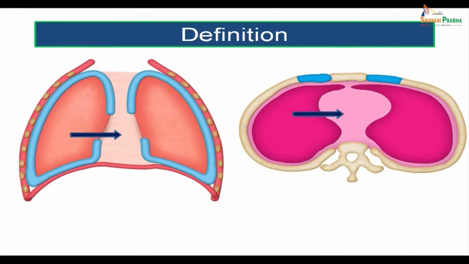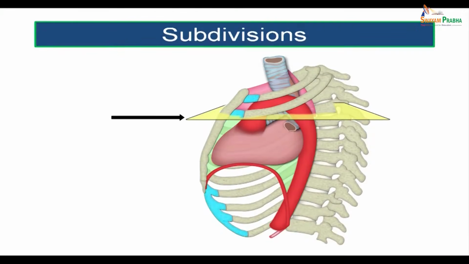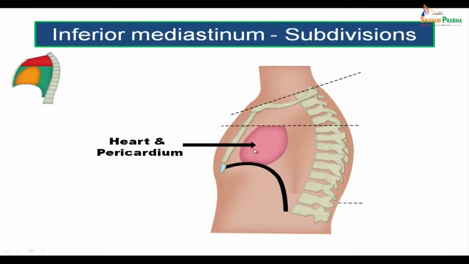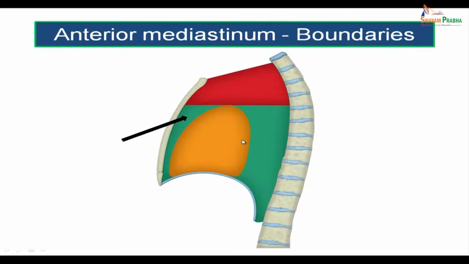We already know mediastinum is the middle septum which is present in the thoracic cavity. It is bounded on either side by the mediastinal pleura. We have seen an imaginary plane which is going to divide this mediastinum into an upper half which is called superior mediastinum and a lower half which will be called inferior mediastinum. The inferior mediastinum has the heart and the pericardium present in it, and this heart and pericardium is going to divide the inferior mediastinum into anterior, middle and posterior mediastinum.